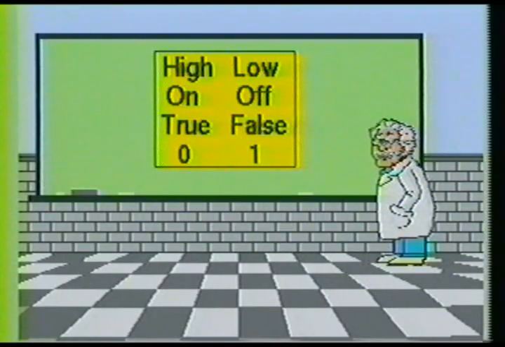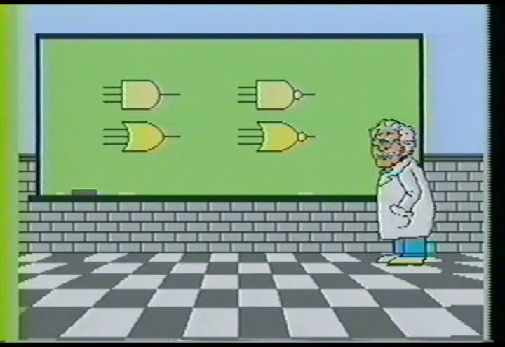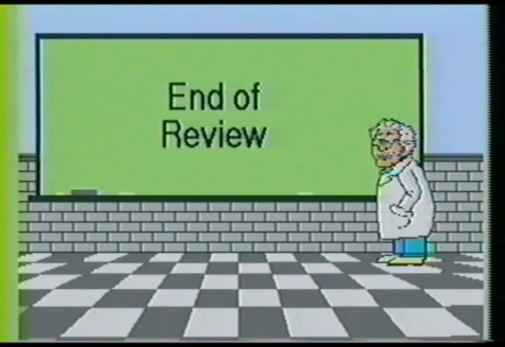Only 2 states of energy exist in a digital logic circuit. These 2 states may be referred to as being either high or low, on or off, true or false, or 0 or 1. The 0 represents a low state and the 1 a high state. Common gate circuits are also available with multiple inputs. These gates operate on the same principles as their 2 input counterparts. This concludes our first review.